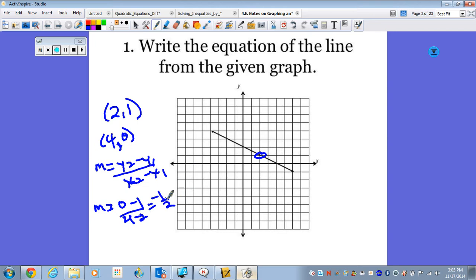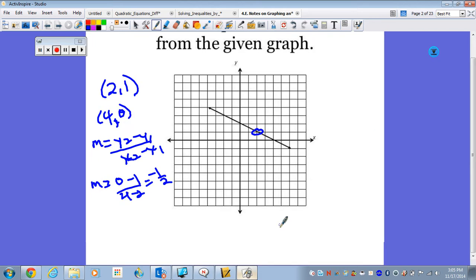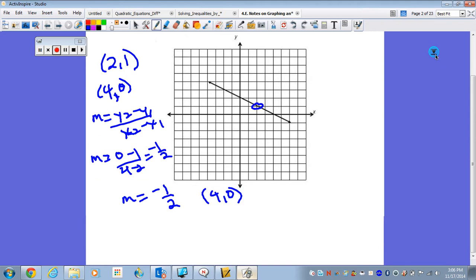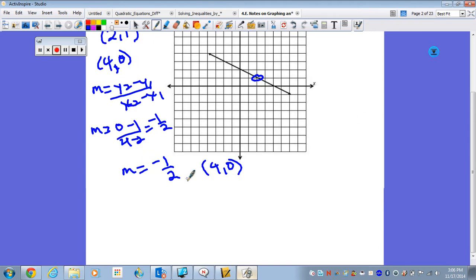Now, take m and one of these two ordered pairs and write your equation. So I'm going to take m equals negative 1/2, and then I'm going to use 4, 0 because I always like when there's a 0 in the equation. I think it's easier. But you could just as easily use the other one and still get the same answer. So I'm going to put mine in the form y equals mx plus b. And so y is 0, m is negative 1/2, and x is 4, so plus b.